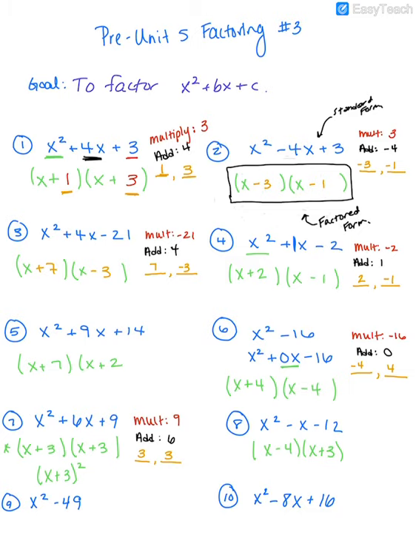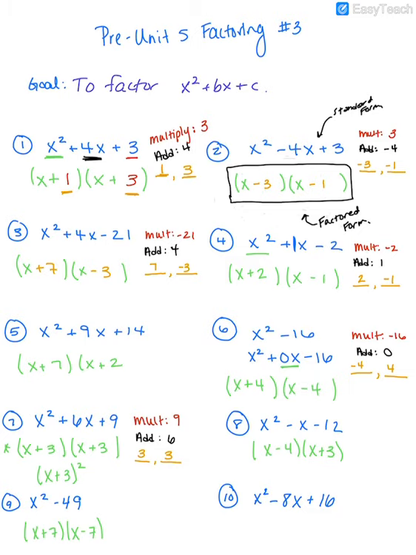Remember, number 9 is going to be similar to number 6, where you're going to want to change the way it's written so you can figure out what they need to multiply to and what they need to add to. So go ahead and hit pause now and try number 9 on your own. If you did this one correctly, you should have the quantity of x plus 7 times the quantity of x minus 7. All right, so you have one more.